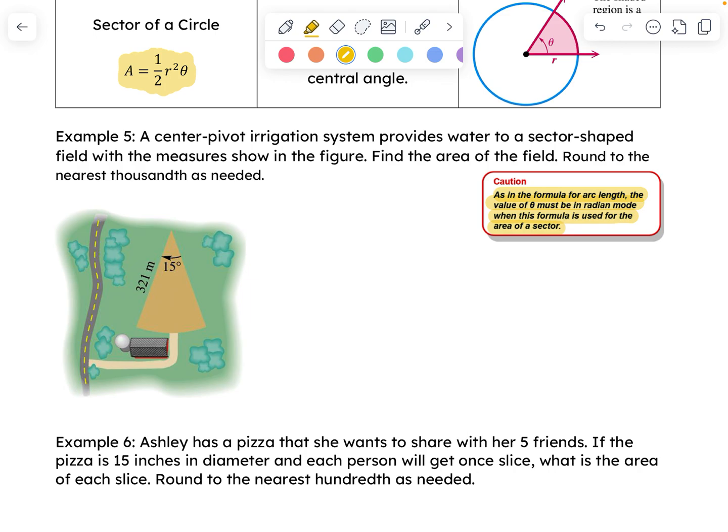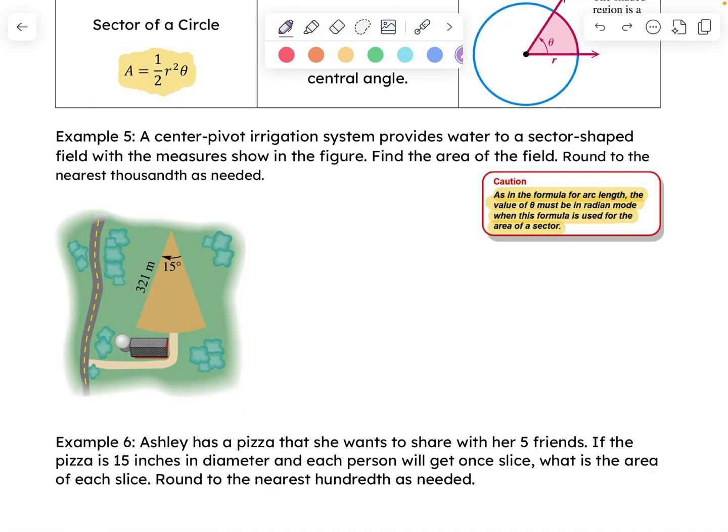It says a center pivot irrigation system provides water to a sector-shaped field with the measures shown in the figure. Find the area of the field, round to the nearest thousandth as needed. The center pivot irrigation system is a sprinkler that you guys are used to seeing, the sprinkler that goes off in an arc and then goes all the way back and forth in the little arc. That's what's happening here. So it's going back and forth over this little section and then goes back. That's what we're looking at here.